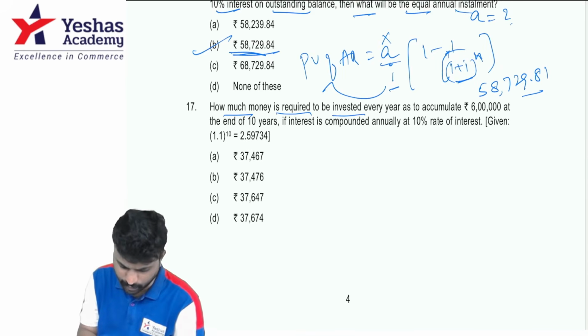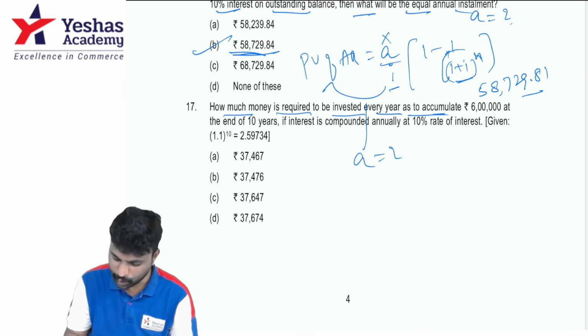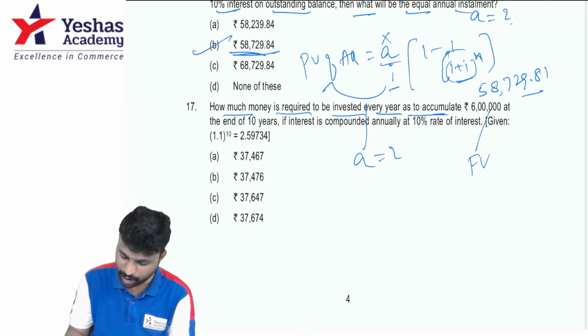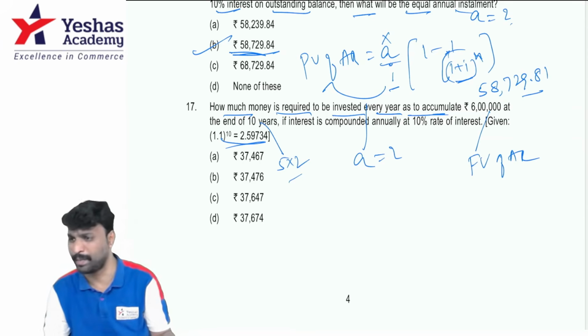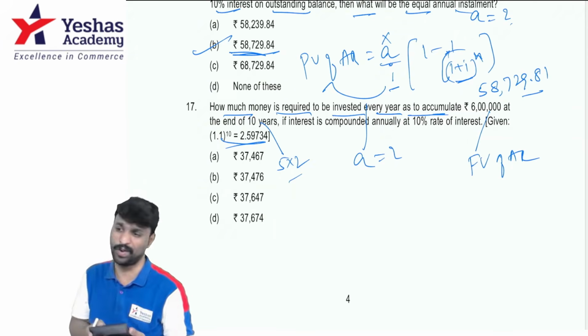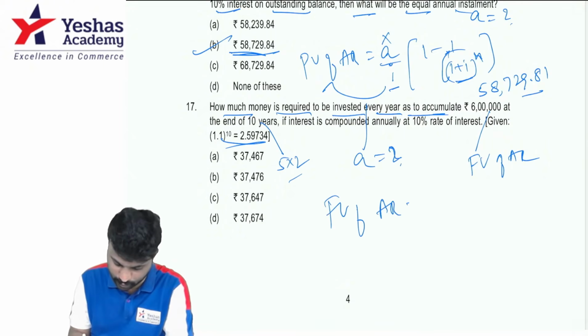How much money is required to be invested every year? That means annuity. We need to find it to accumulate 6 lakh at the end of 10 years. That means it is a future value of annuity regular. So 10 years means we can split it as 5 into 2, guys. Don't always rely on that (1 plus I) whole power n value. Sometimes it may be given wrong also. Don't take the risk, right? So FV of AR formula is what we need to use.